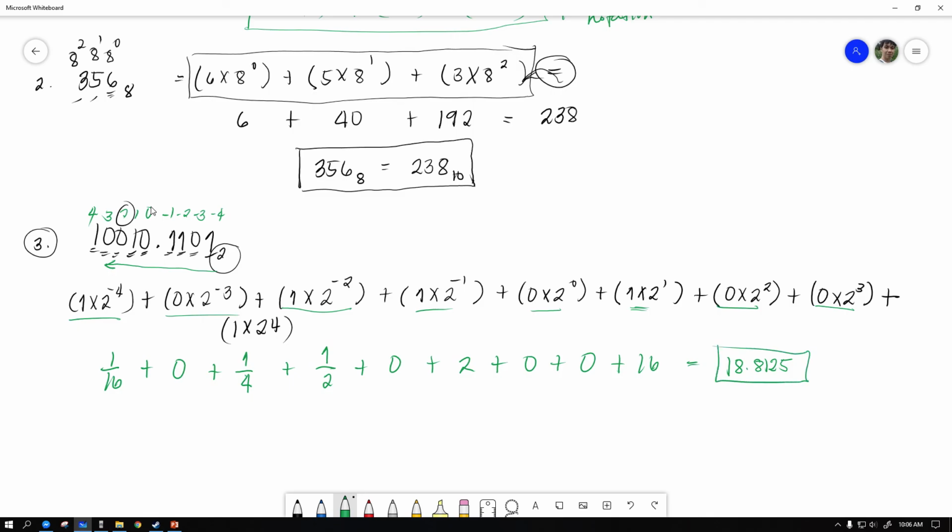So 1001.1101 base 2 is equal to 18.8125 base 10. That is the way to get the base 10 equivalent of numbers in any base and to express their polynomial notation.